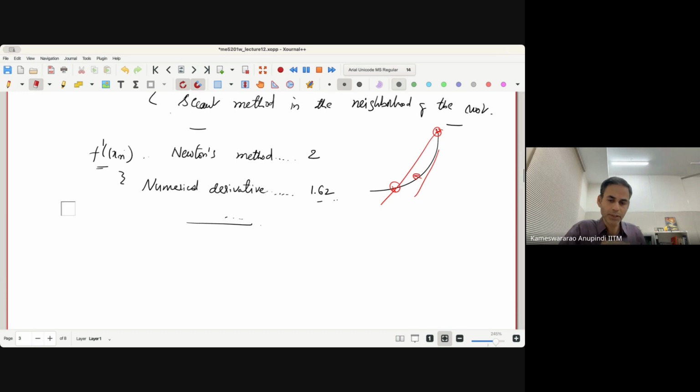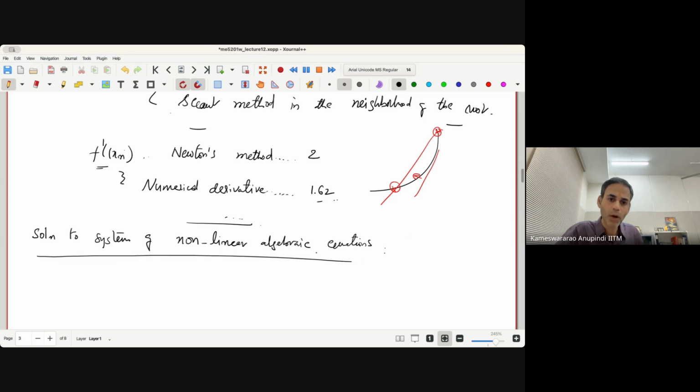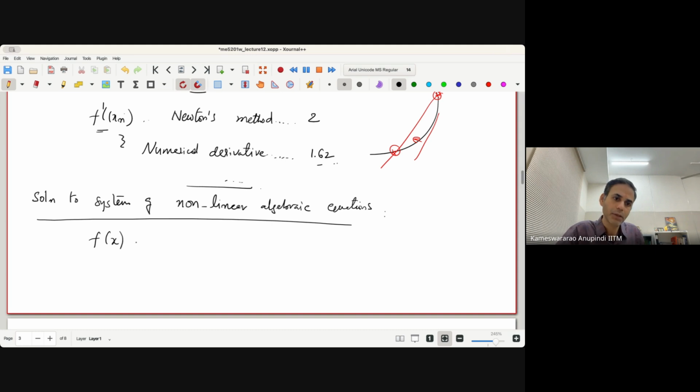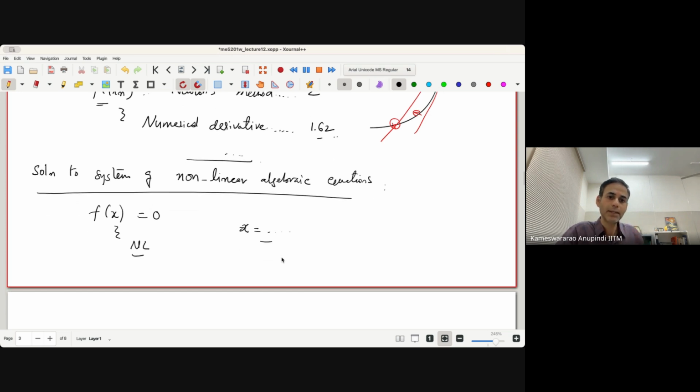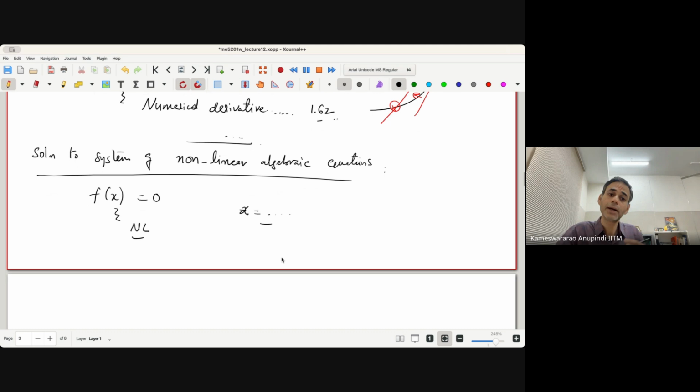Okay, so we finished the solution to nonlinear equations, right? Now we have to look at solution to systems of nonlinear algebraic equations. That means till now we were only looking at one function f of x equal to 0, which is nonlinear, and that solution we have found as x equal to something, right? But now we are looking at a system of those nonlinear algebraic equations.